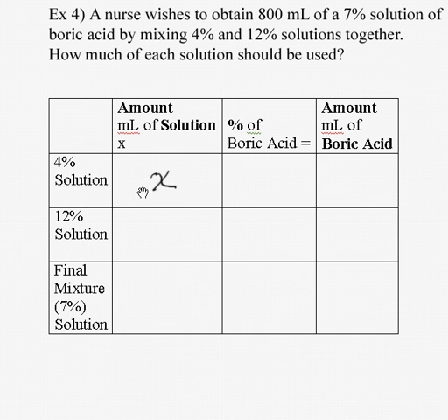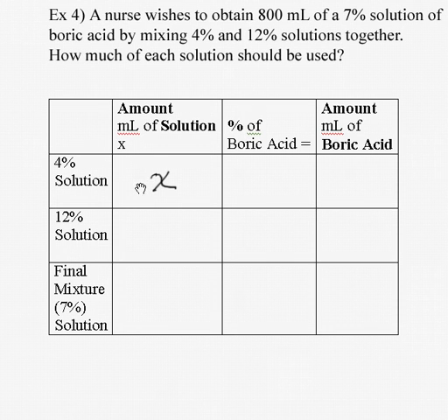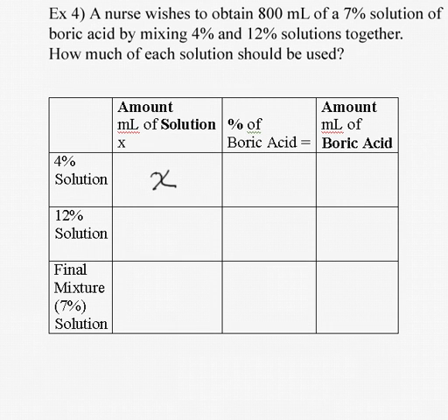To fill in the chart, x, we don't know how much of the 4% she should add. How much of the 12%? Well, she wants 800 milliliters total. So 800 minus how much of the 4% we used, that's how much of the 12% she should use. And of course, we want to end up with 800 milliliters of the 7% solution when all is said and done.